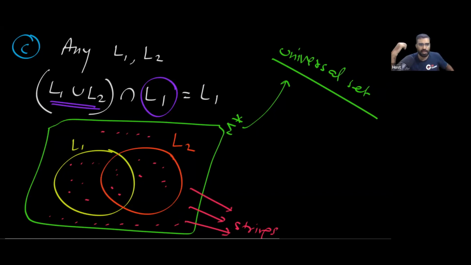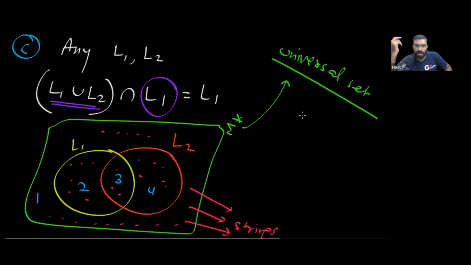Now you tell me, how many areas do you have in total in this Venn diagram? I can see this area number 1, which is outside L1, L2. This area, which is L1 but not L2. This area, L1 intersection L2. This area, L2 but not L1.